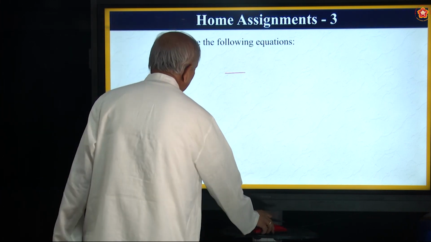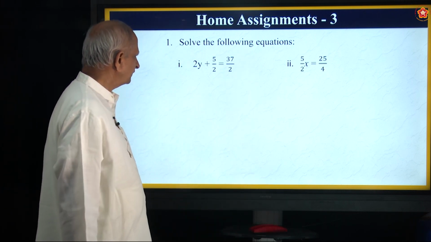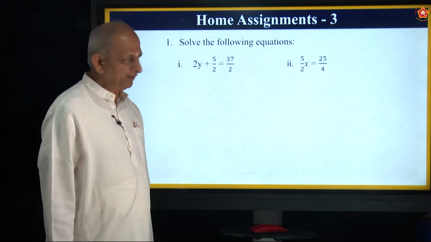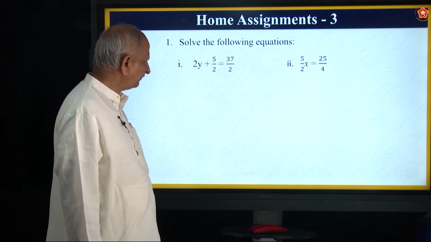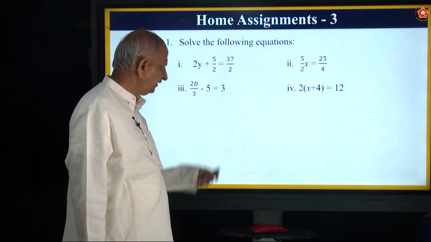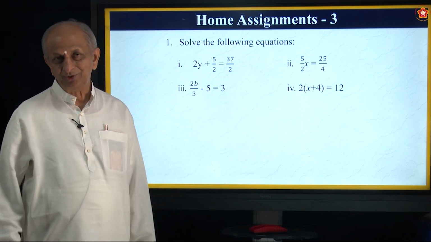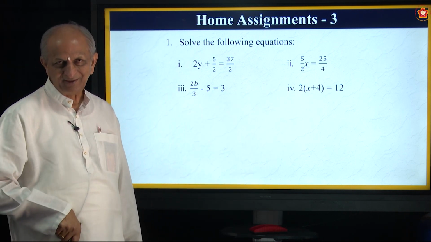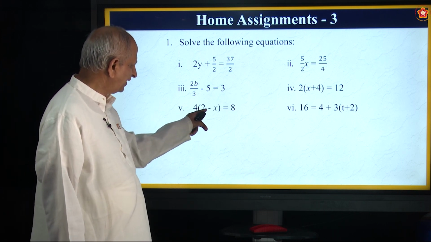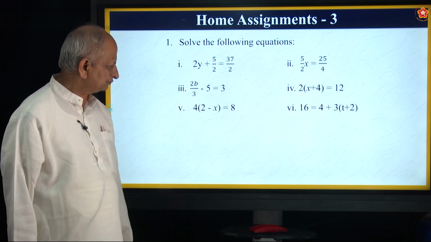First question, solve the following equations: 2y plus 5 by 2 is equal to 37 by 2. 5 by 2 into x is equal to 25 by 4. 2b by 3 minus 5 is equal to 3. 2 into x plus 4 is equal to 12. For this, use the second method, the transposition method. And one more, 4 into 2 minus x is equal to 8. 16 is equal to 4 plus 3 into t plus 2.